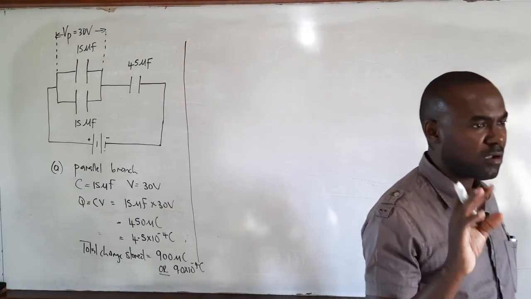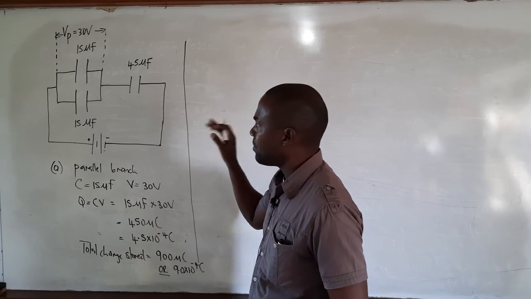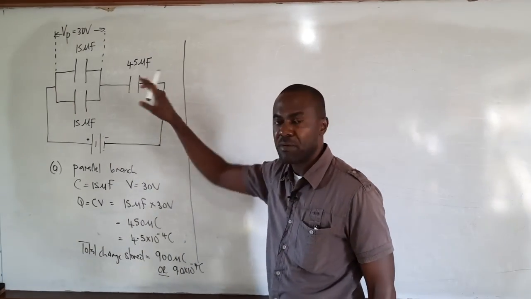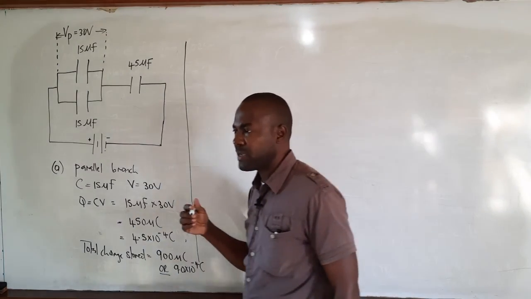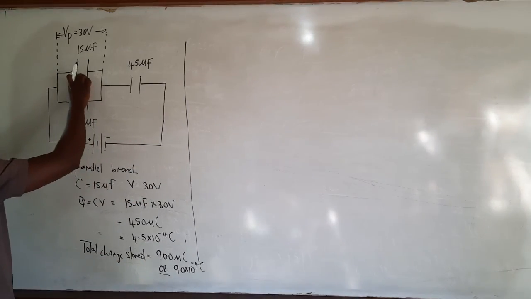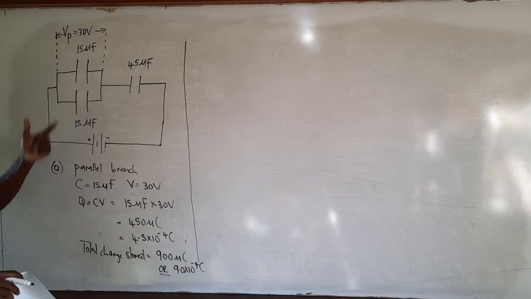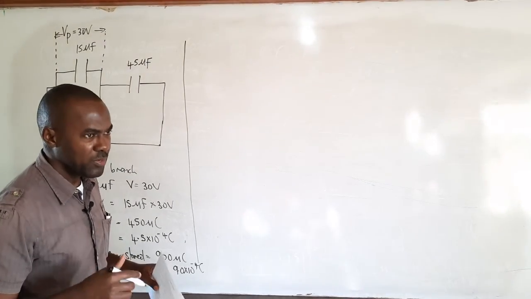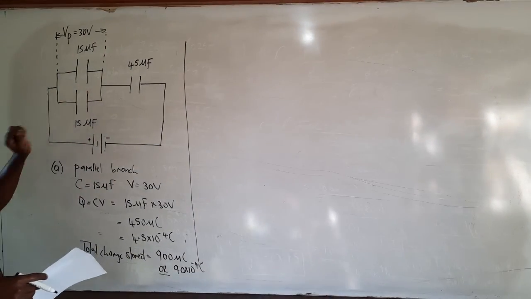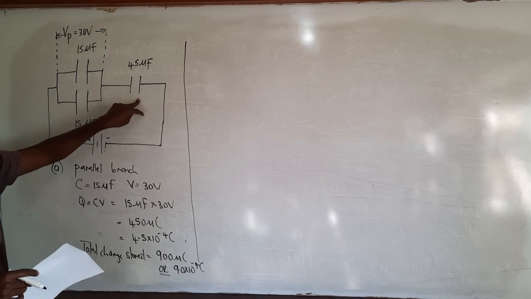Now, because the two capacitors are connected in parallel and that combination is connected in series with the 45 microfarad capacitor, the total charge stored by these two capacitors must be stored by the 45 microfarad capacitor. Whenever capacitors are connected in series, they store the same charge. Essentially, these two 15 microfarad capacitors in parallel are equivalent to a 30 microfarad capacitor, because when capacitors are connected in parallel, we treat them like resistors in series and add their values. So 15 plus 15 is 30 microfarads. So this is like a single 30 microfarad capacitor connected in series with a 45 microfarad capacitor.